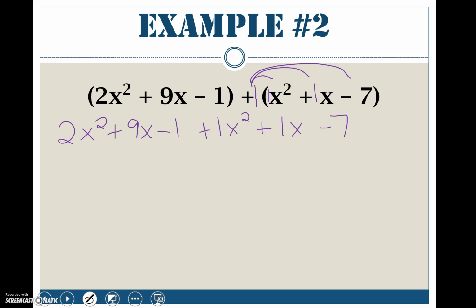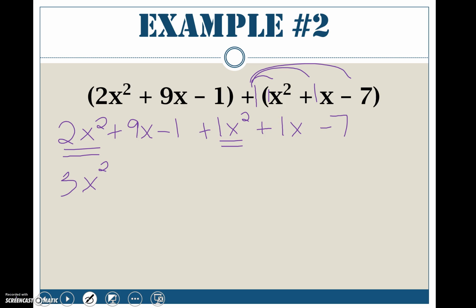So then from here we're going to combine our like terms once again. I'm going to start with my 2x squared, and I see that I have the x squared over here. We'll combine those like terms as if it's 2 plus 1, and I get a positive 3x squared. Take note that when I combined the x squareds together, I did not combine the variables or the exponents.